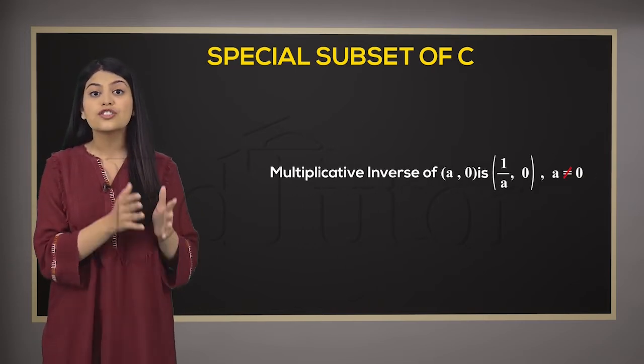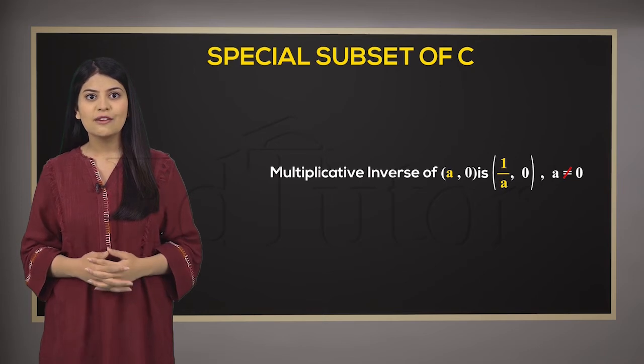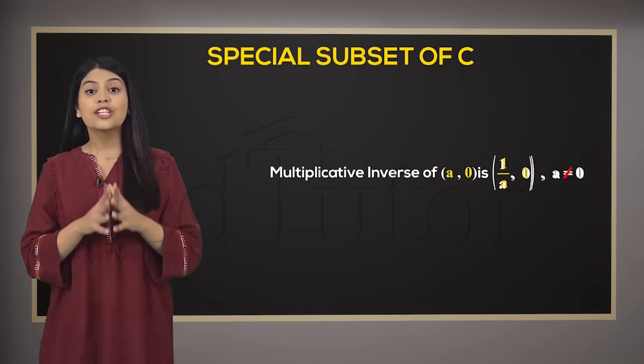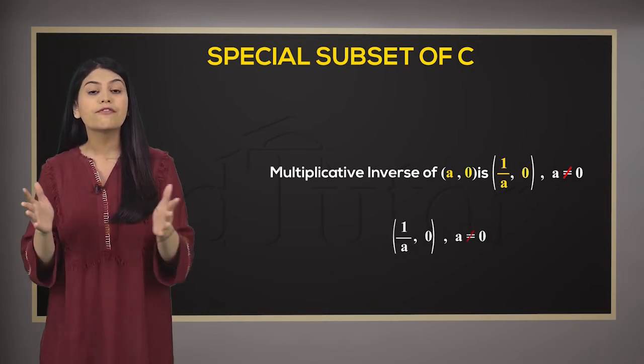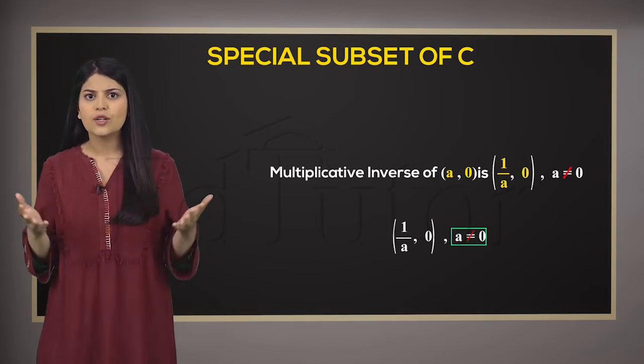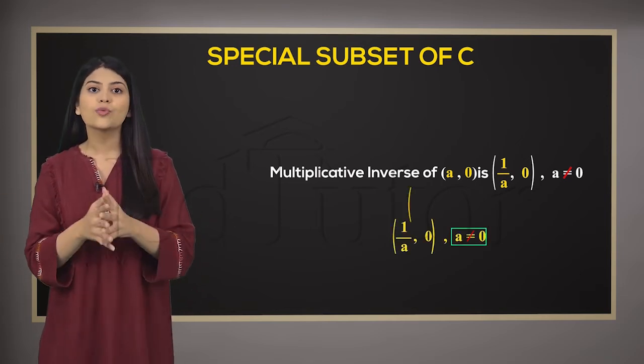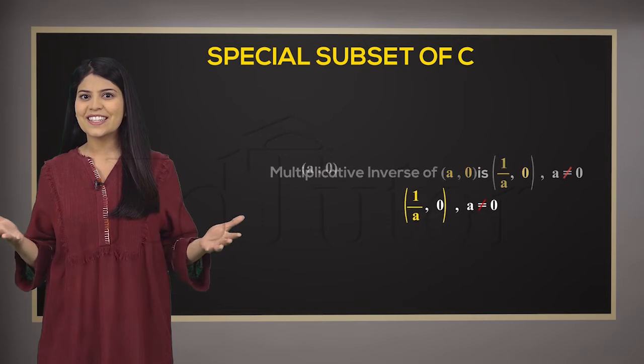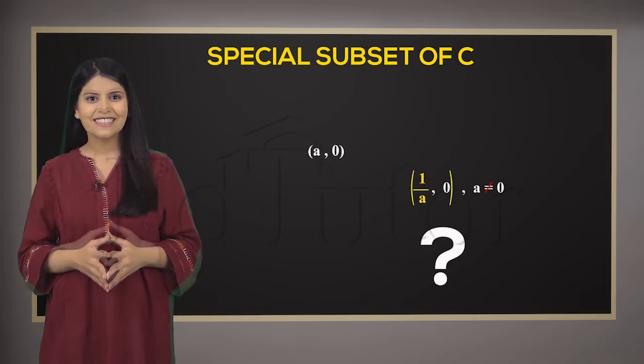Finally, the multiplicative inverse if (a, 0) is considered. Its inverse is just the reciprocal of a, with 0. Just remember that in order to keep the fraction defined, a cannot equal 0. Otherwise, the point wouldn't belong to our subset. Are you getting closer to solving the mystery?